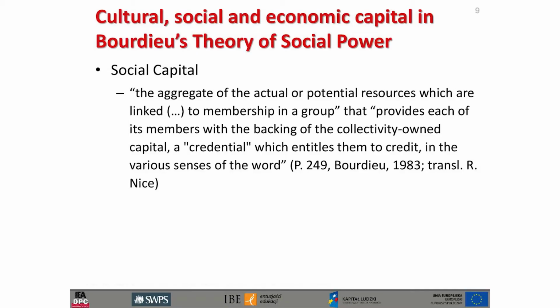Especially concerning the social capital, because it is probably not that obvious how this capital contributes to living circumstances. The social capital is the aggregate of the actual or potential resources which are linked to membership in a group. That provides each of its members with the backing of the collectivity-owned capital, a credential which entitles them to credit in the various senses of the word. So this means that social capital is a capital that is accumulated in the social network of an individual, and this provides the base and also a credit that can be used in several situations.